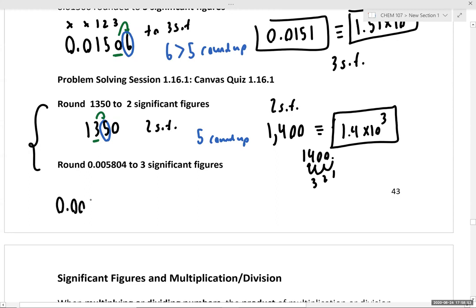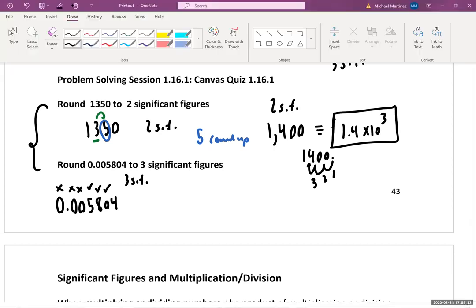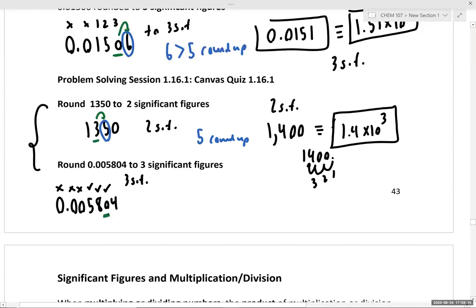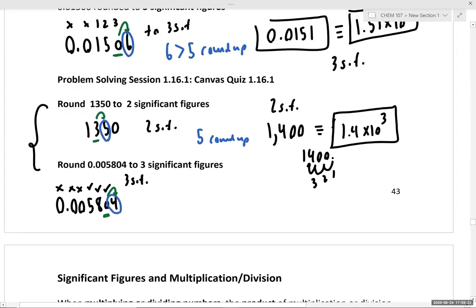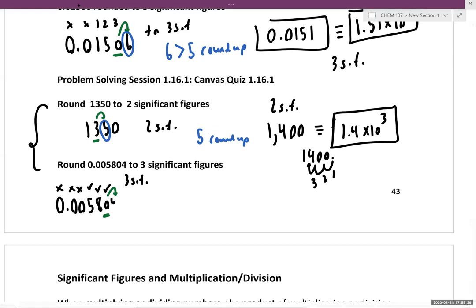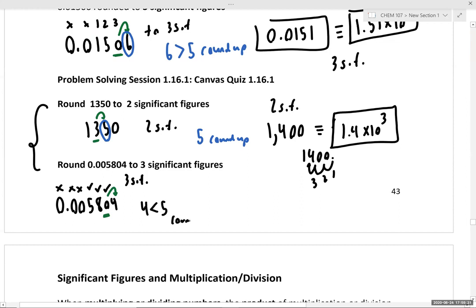So if we have 0.005804, if we're rounding to 3 sig figs, these leading zeros are not significant, so we don't have to count them. 5, 8, and this sandwiched 0 between 2 non-zero digits are significant. So I'm going to underline my 0, and then I'm going to look one space to the right. Now, 4 is clearly less than 5. So then we round down. And that in turn would give us 0.00580.